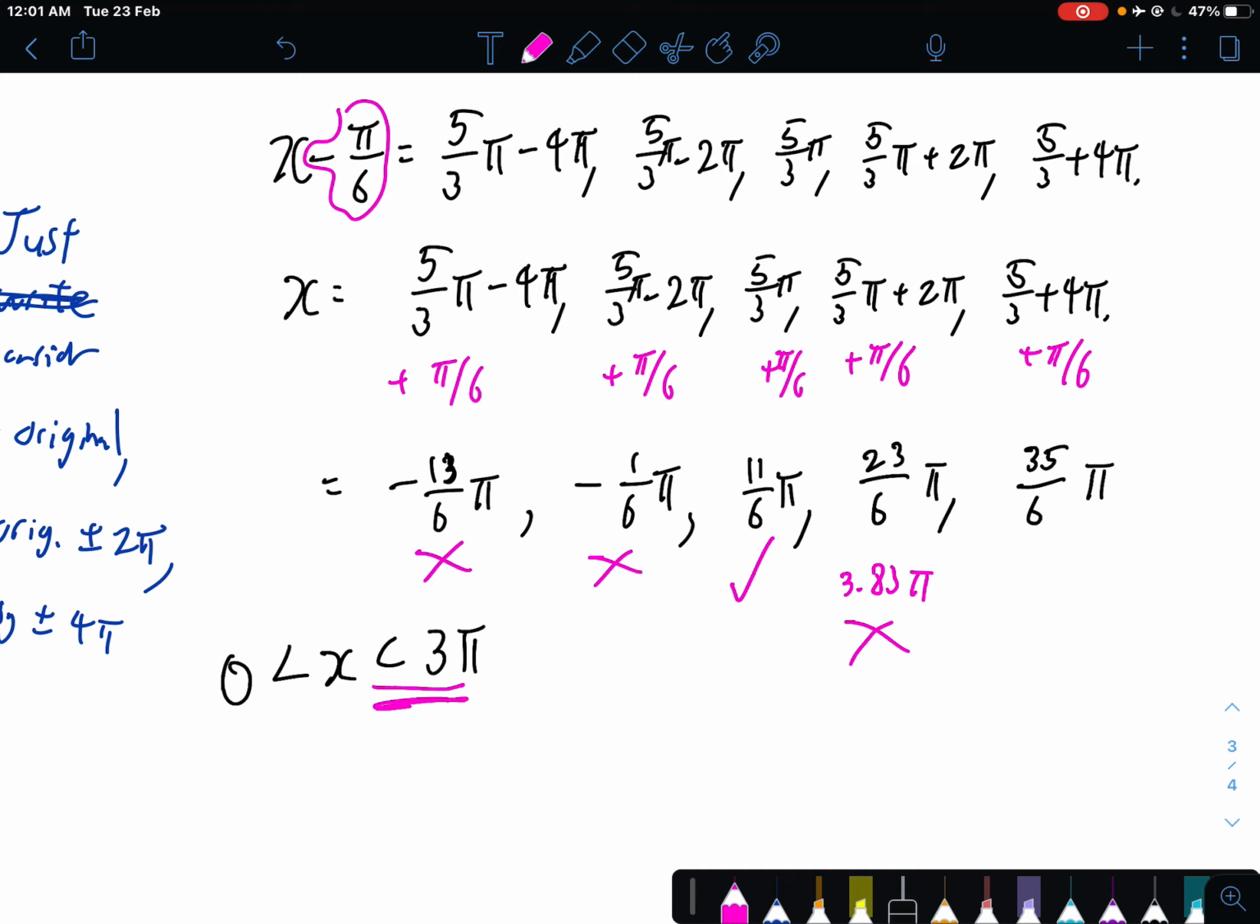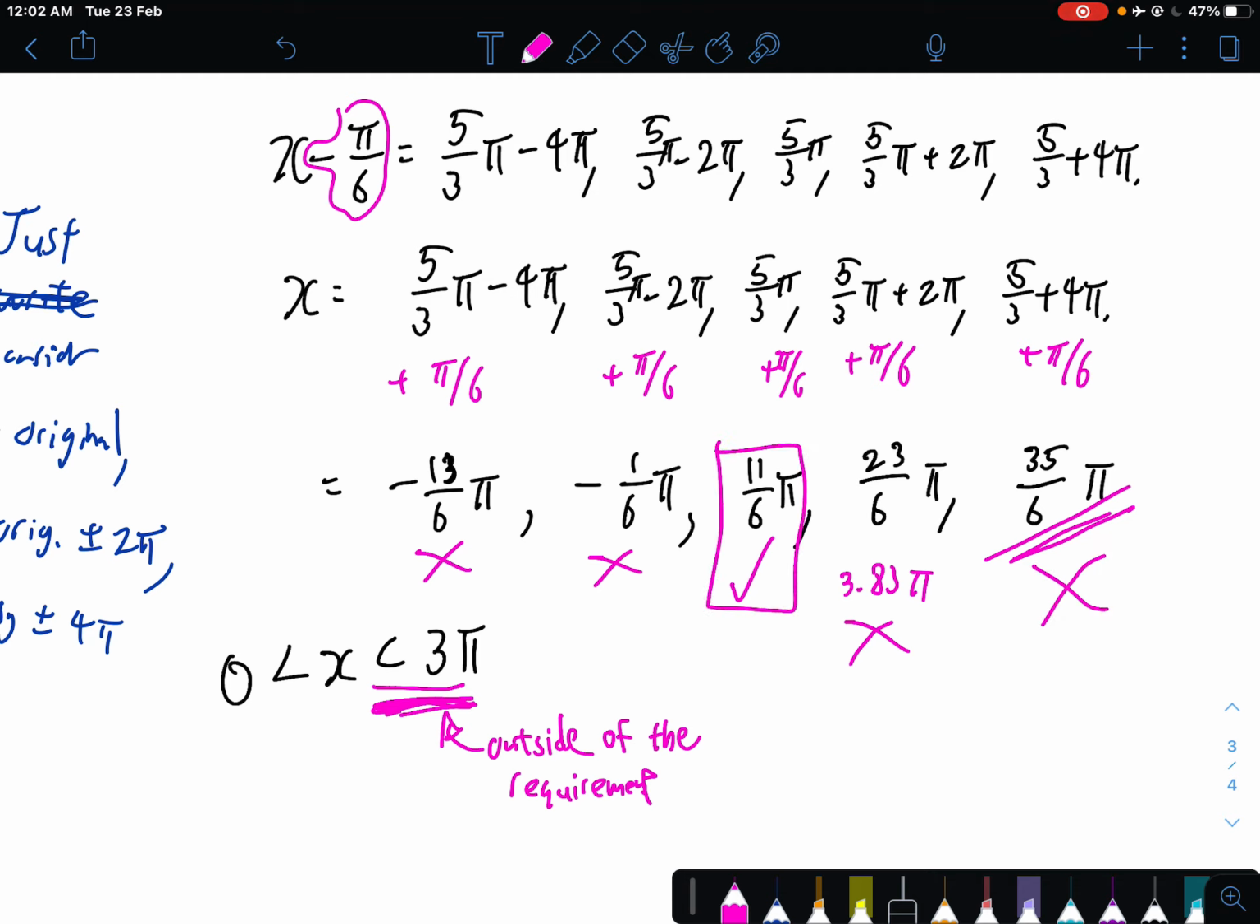No. Outside already. Then this one, needless to say, it's even bigger than 23 over 6. So confirm it's even bigger than 3.83. Confirm it's bigger than 3 pi, so it's no longer inside. Outside of the requirements already. You're more than 3 pi, so cannot. That means we're only left with this one solution. Okay? Confirm. There's no other solutions.